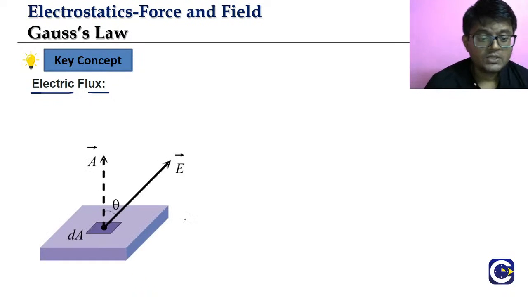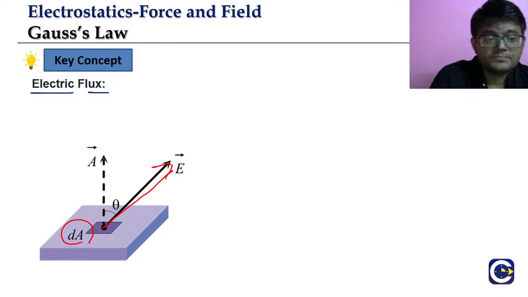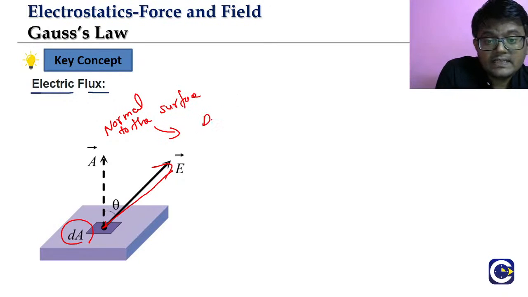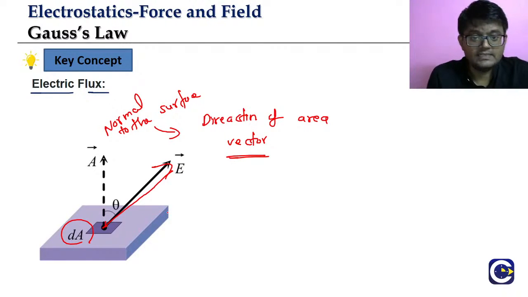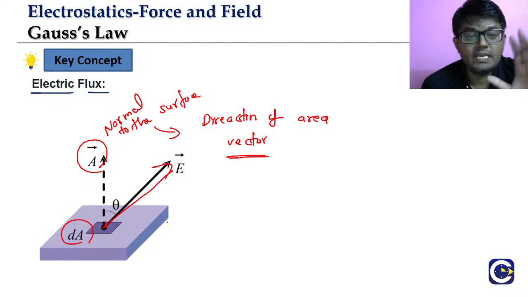Here, take one small area, okay? The electric field is like this. Normal to that, the small area, normal to the surface. What is it? We will take it as the direction of the area vector. So normal to the surface area, we will take it as the direction of the area vector. That is the area vector direction we are going to take.